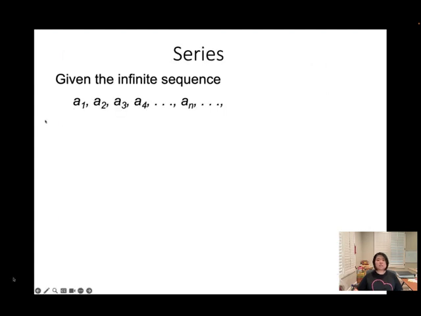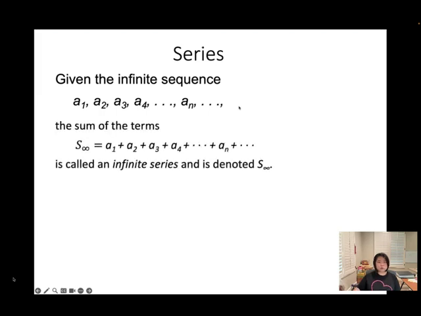Okay, second part, series. Given the infinite sequence, you're going to see the dot dot dot. When we add up all the terms together, we get S to the infinity, because it goes on forever. When I add up all the terms, a1 plus a2 plus a3 and so on, we call this an infinite series, denoted by S infinity. Series means you add up all the terms of the sequence. And if it is an infinite sequence, adding it up gives an infinite series.